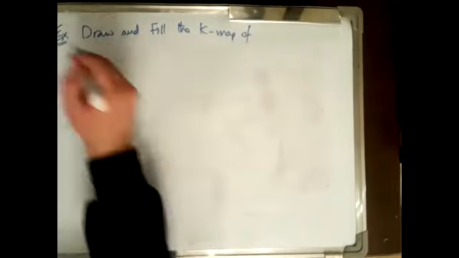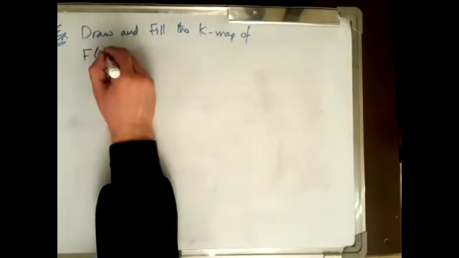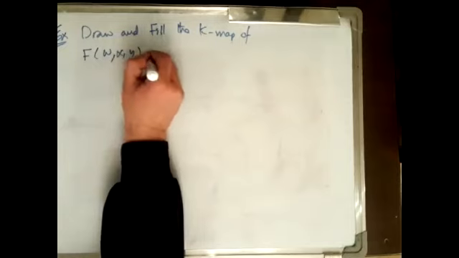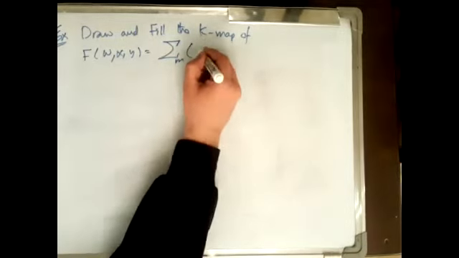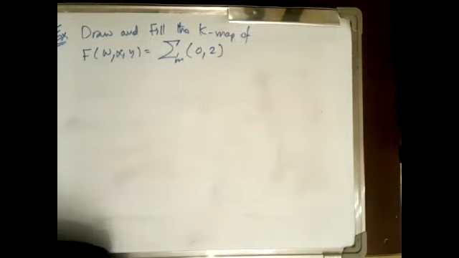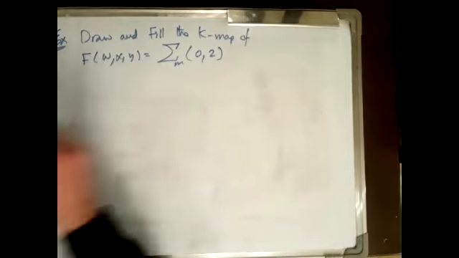Same thing: draw and fill the K-map if, for example, F of WXY equals the sum of minterms 0 and 2. Just 0 and 2. A straightforward 3 variable K-map.